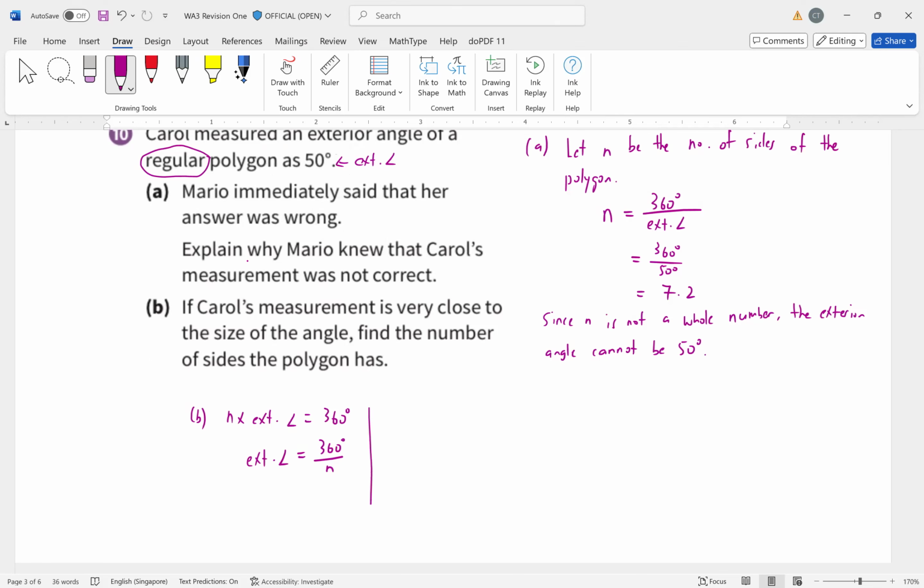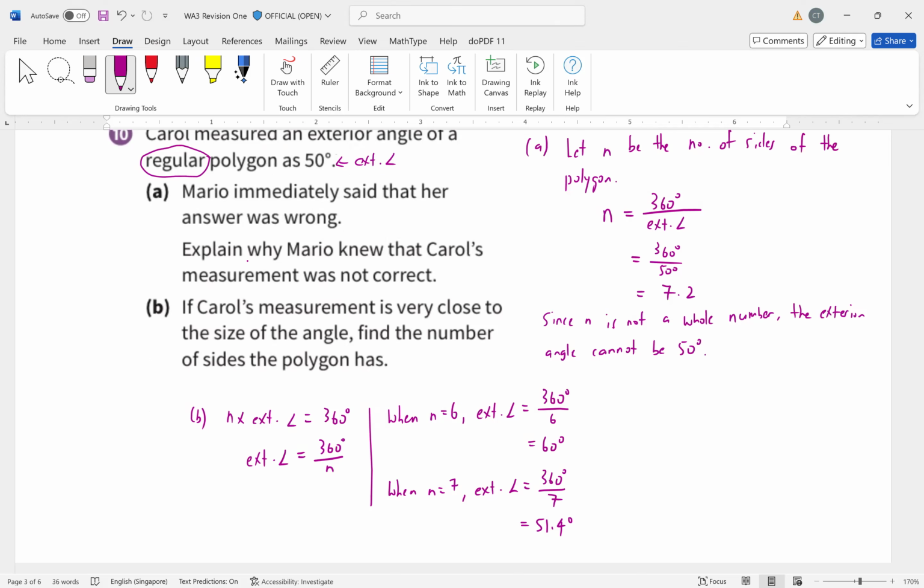Right, so let's try maybe 6. Okay, so when n equals to 6, exterior angle is 360 over 6, so we get 60. Okay, 60 is rather close to 50, but still not that close yet. Okay, so I'm not going to try any numbers n left 5, because that will just make the exterior angle even bigger and further away from 50. So let's try when n equals to 7, right? So the exterior angle is going to be 360 divided by 7. So it's going to be 51.4 degrees. So this is getting closer to 50 already.